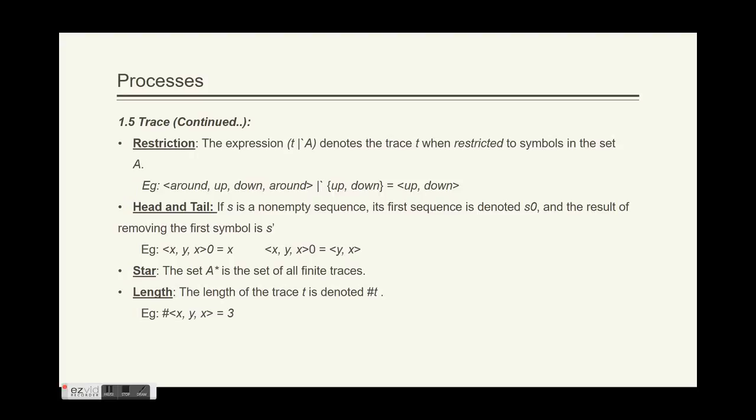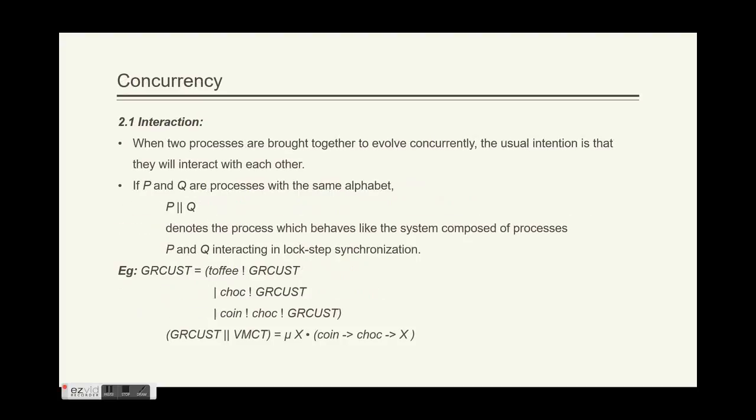So the next operation is star. It is nothing but a set. A star is a set of all finite traces. Length: the length of the trace t is denoted by hash t. So the number of events in the trace is given by the length. For example, hash x will be giving the length 3, and the empty trace sequence will be giving a length of 0.